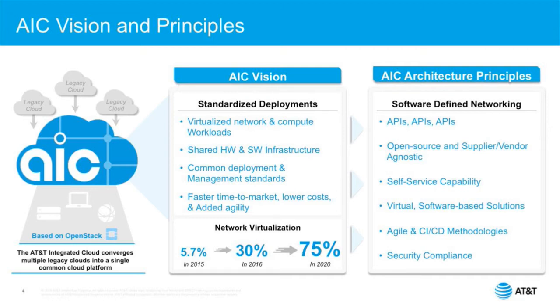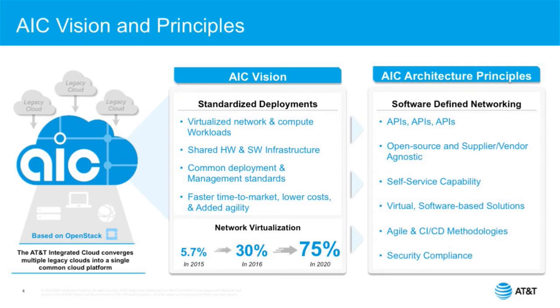Going back to 2015, we had a target to virtualize 6% of our network. As we look to 2016 and move through this year, our goal is to get to 30% of the network functions virtualized and running in our cloud. And as we move beyond that, looking to 2020, futuristic, our goal and our vision is to get 75% of the functions in our network virtualized and running in the cloud. That is significant, it's huge, and we're well on our way.